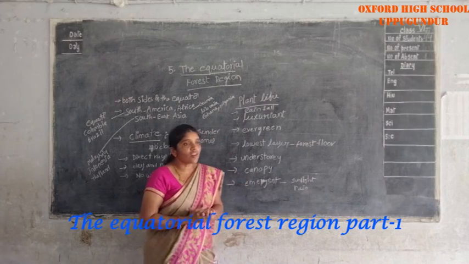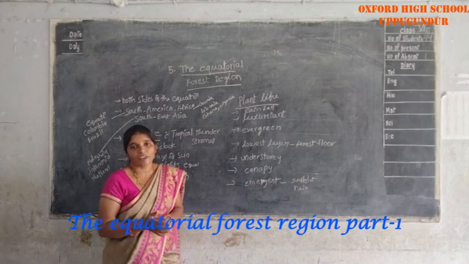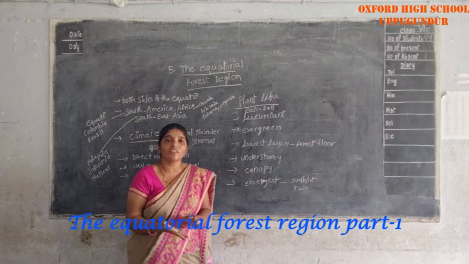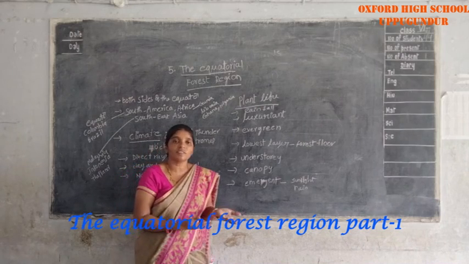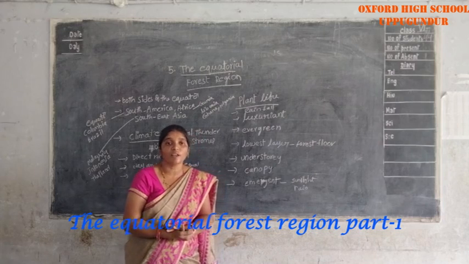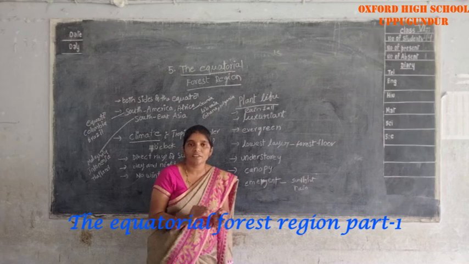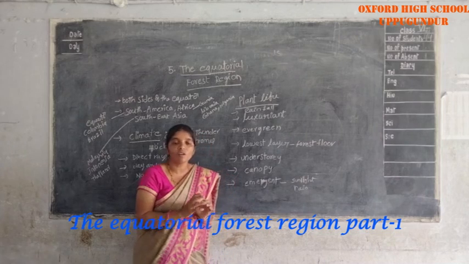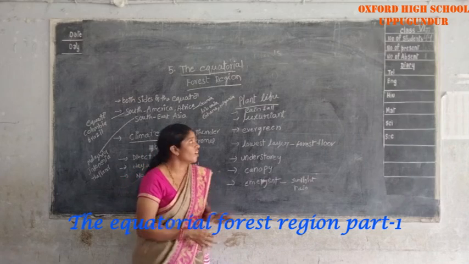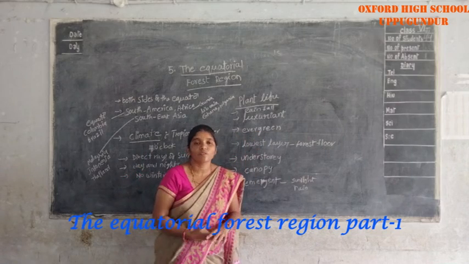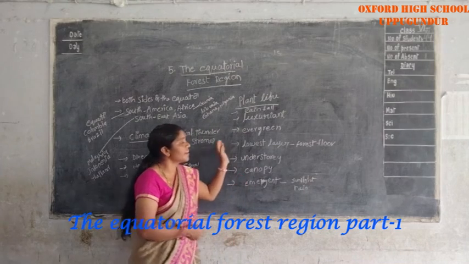In this region, all the trees do not shed their leaves at a time. Some trees shed their leaves at one time, and other trees shed their leaves at another time. So throughout the year, the trees have green leaves. So we call it evergreen forest, or evergreen plants.